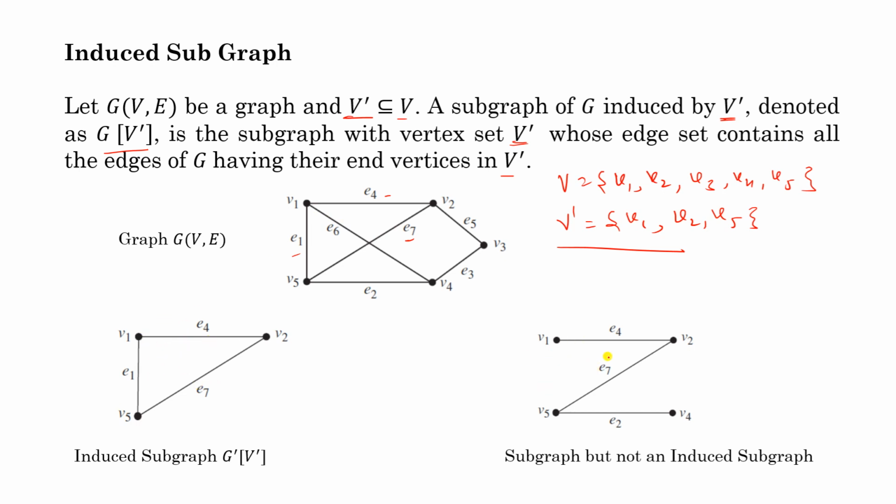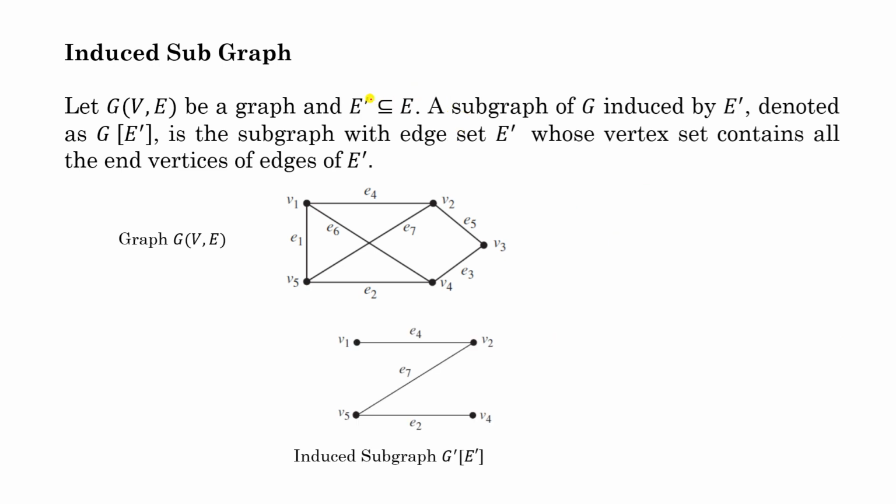But if you look at this graph, here V' equals V1, V2, V4 and V5. But look at this, for V1 and V5, for this pair there is e1 which is here in G, but this e1 is not here in G'. That's why this is a subgraph only, but not an induced subgraph induced by these four vertices.